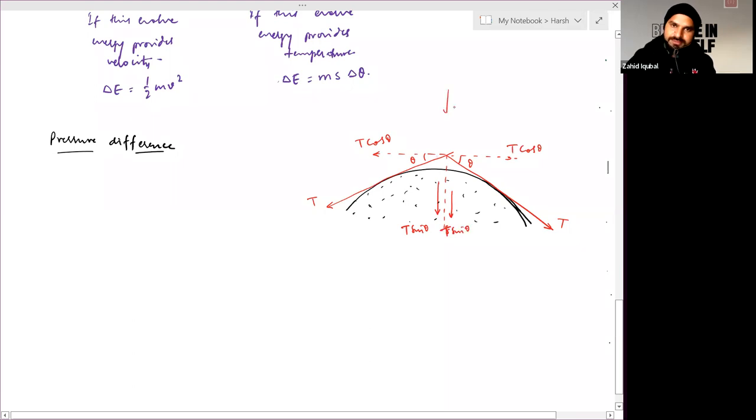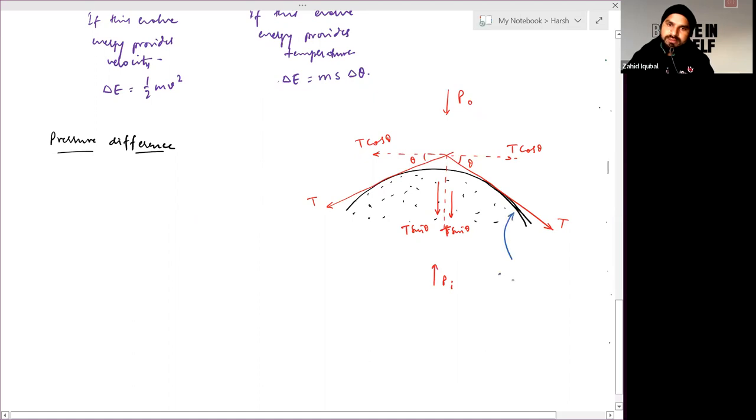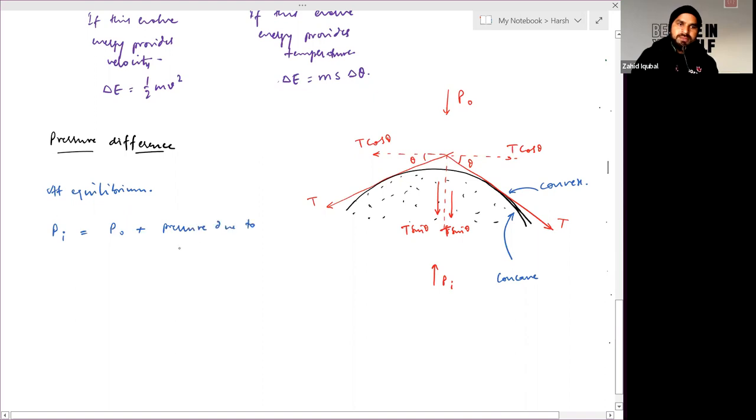There will be pressure from outside, P outside, and there will be pressure from inside, P inside. Now let me define the shape of this meniscus from both sides. Along this side, it will be concave, and from this side, it is convex. Is it clear? Yes, sir. Now, at equilibrium, net pressure from outside and net pressure from inside become equal. So you can say Pi equals P naught plus pressure due to 2T sine theta.